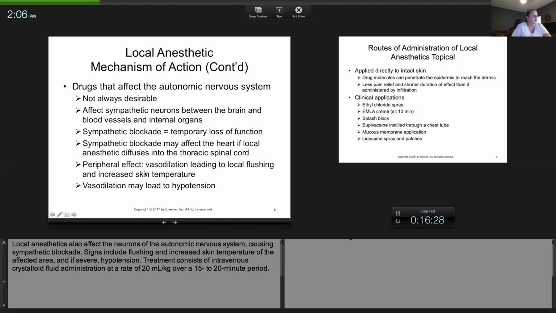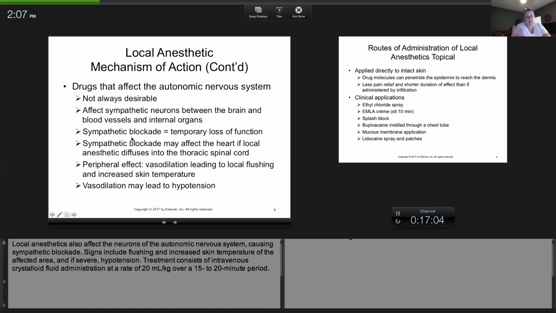Okay, so these drugs do affect the autonomic nervous system because that's what conducts the impulses. So some of the undesirable things that can happen when we use these drugs is if it does affect the sympathetic neurons in the brain and the blood vessels. Now, most of the time, because we're giving them locally and we're giving appropriate doses, we hope to not get to the level where it affects the brain and the interaction between the organs. Sometimes we can get what's called sympathetic blockade.